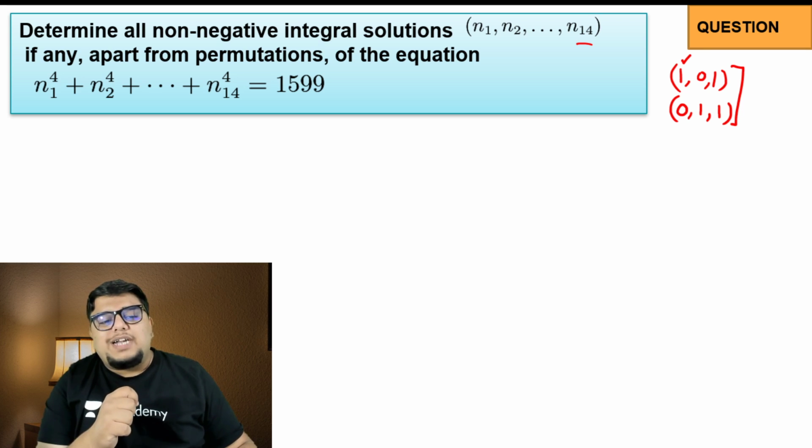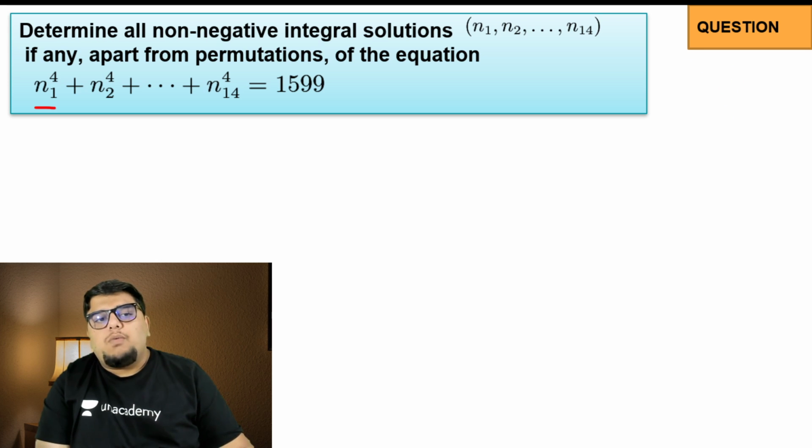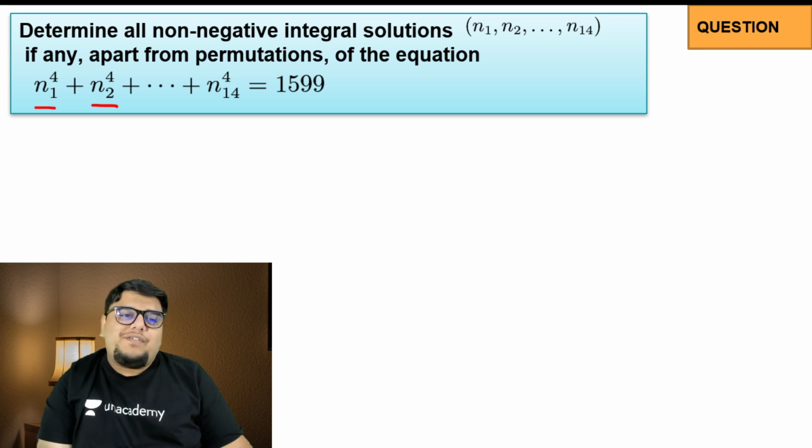So the question says: find the solution of this equation, n1 to the power 4 plus n2 to the power 4, till n14 to the power 4. The sum is 1599. So we have to solve this equation.